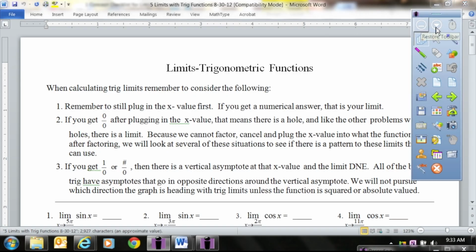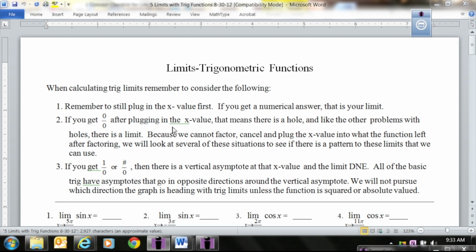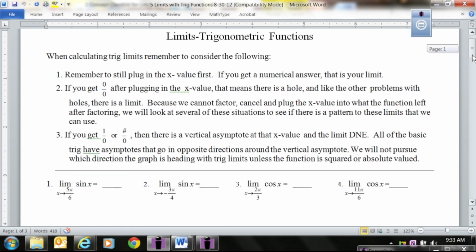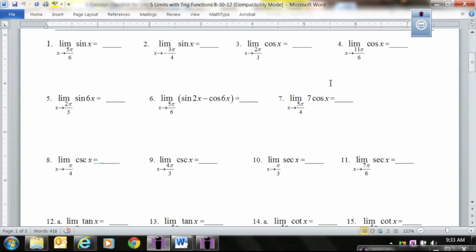So again, this just goes over all the rules, plug it in, what happens if you get these things, and there is a place for them to practice. Notice that all these problems are unit circle problems. They have to know the unit circle. It's a great place to review that. There is a unit circle filled out in the pre-cal folder of this particular section of the Dropbox.